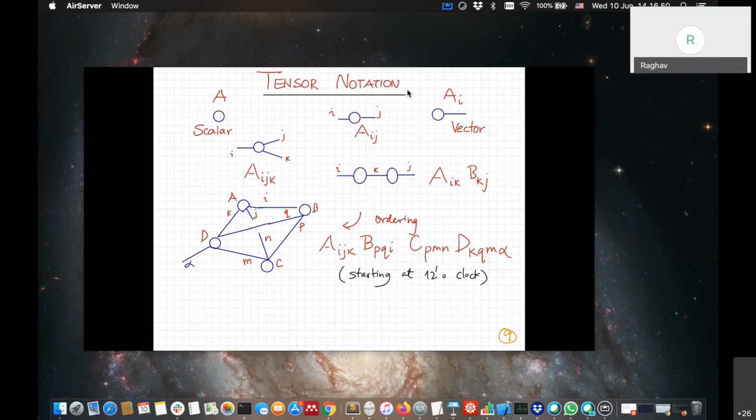If you have a diagram like this, it is just matrix multiplication. This is how I am going to represent matrix multiplication, because this is A_ik and B_kj. The internal index, which is here, is summed over, right? So k is the index which is summed over, and this gives me some result which is equal to C_ij.